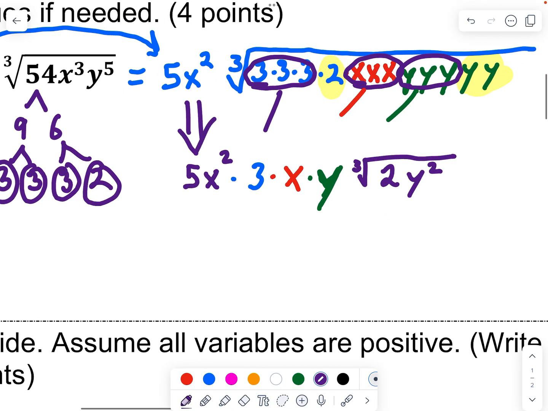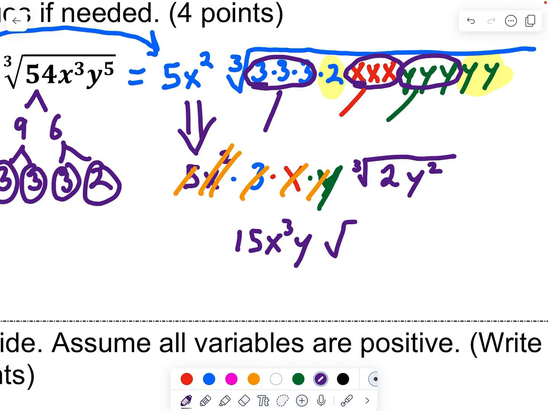We have 5 times 3 is 15. And then the x's, let me cross these off as I go along. I have 1, 2, 3 x's. So that's x cubed. And then I just have the 1 y here. And so I'll just write that down.